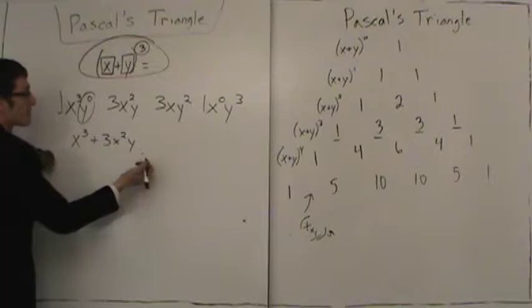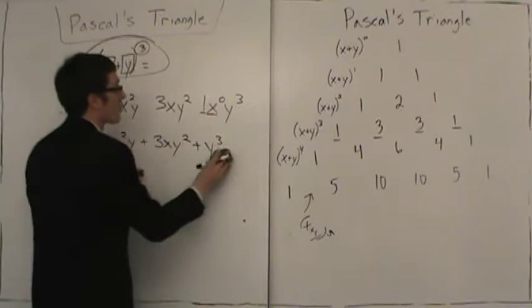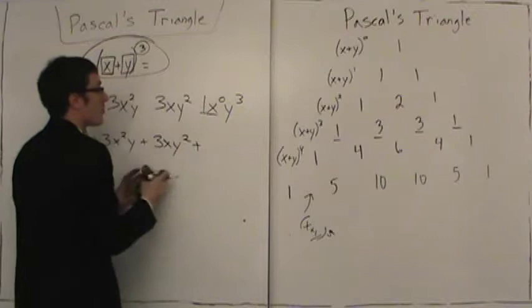And then plus 3xy squared. And then the 1 and the x to the 0, which is also 1, can be ignored. And we have plus y to the 3rd. Why? Because we don't write 1y to the 3rd. This is redundant. Rather just y to the 3rd, okay? And this is our final answer. Now, much faster than FOILing.